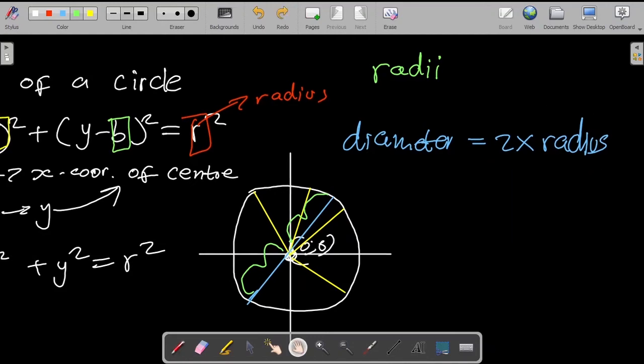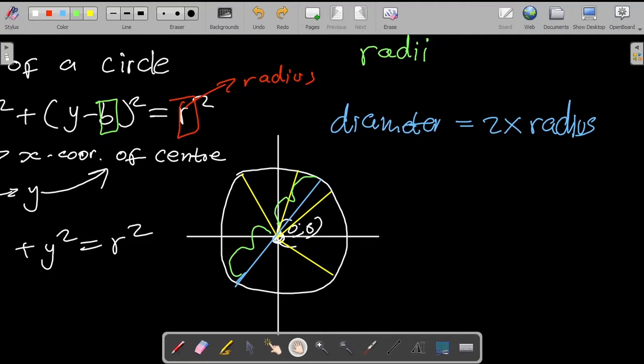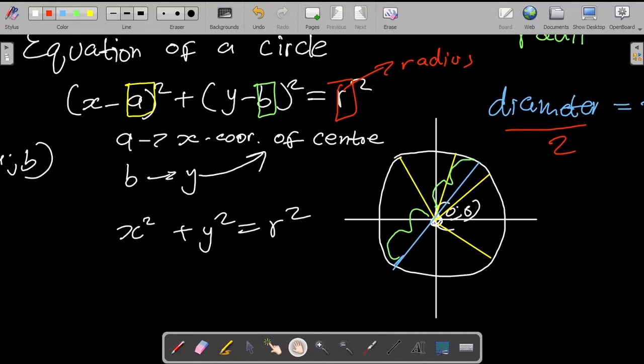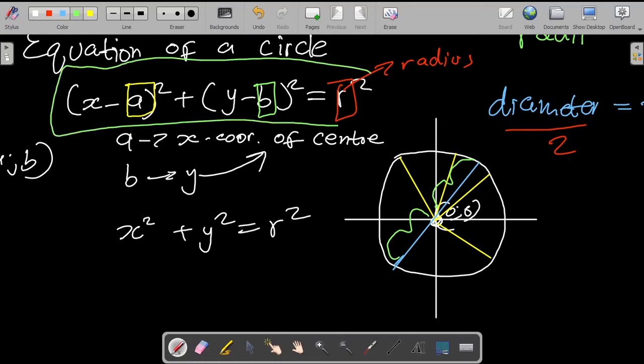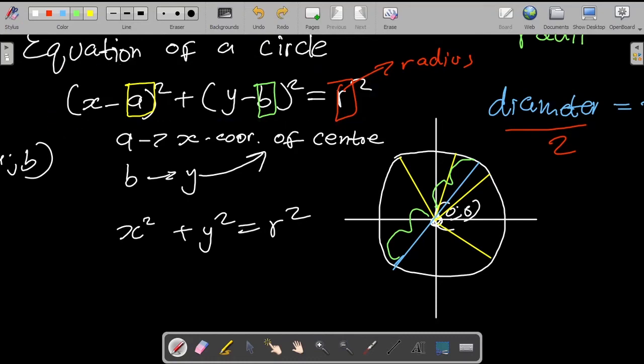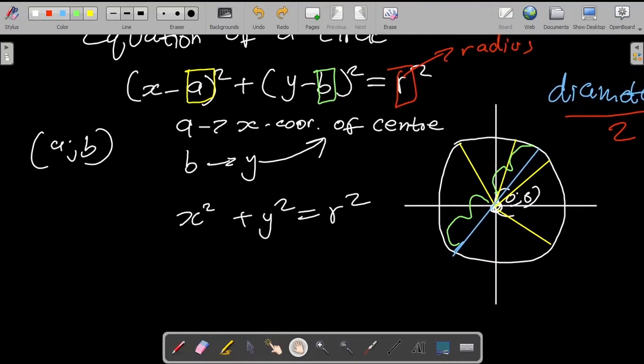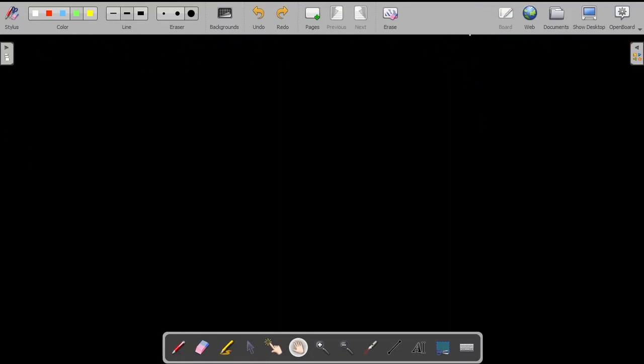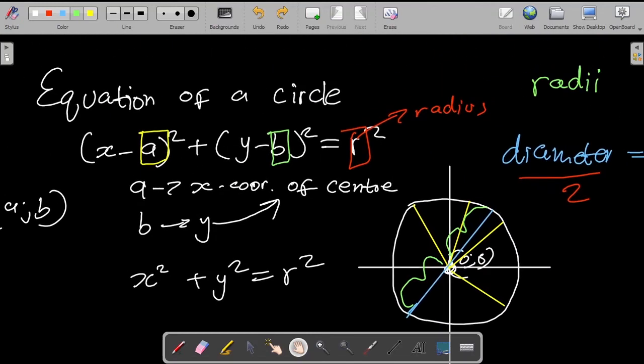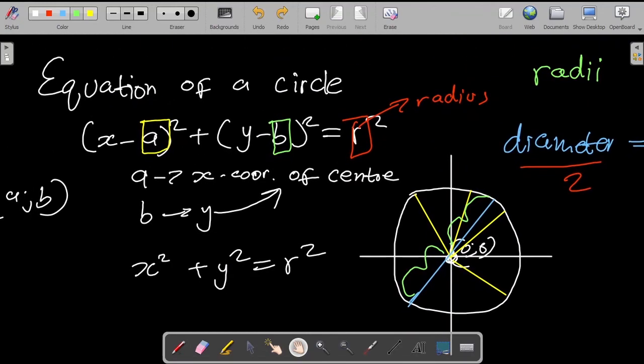You have to know that, because sometimes you might be told the length of a diameter, and you then have to find the length of the radius by dividing it by 2, and you have your radius, which you can then substitute into the standard form. So you should always think about the equation of a circle in terms of its standard form, which is this over here. Sometimes you might find that you aren't given the equation in the standard form, but you are asked to give it in the standard form.